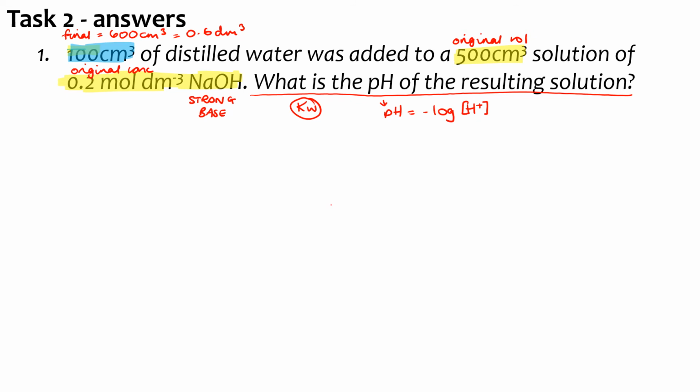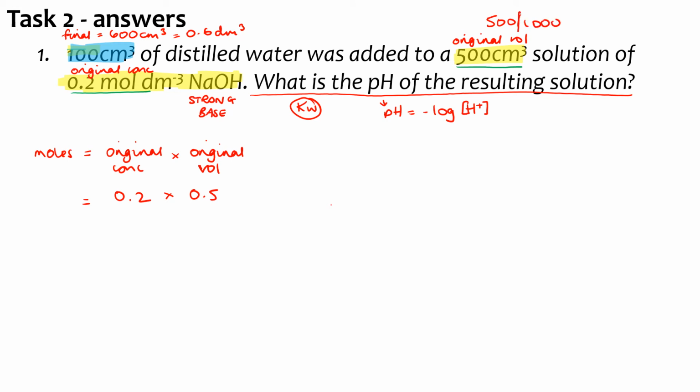So taking all that into account, because we've got a volume and a concentration, both initially of the same chemical, we can work out the moles. Now, as I said, it's not a reaction. The moles are not going to change. So the moles is going to be original concentration times the original volume, sorry. So the original concentration is 0.2 and the original volume is 0.5, 500 divided by 1000 to get it in decimeters cubed. So the number of moles is going to be 0.1, and that's how many moles of NaOH we have.